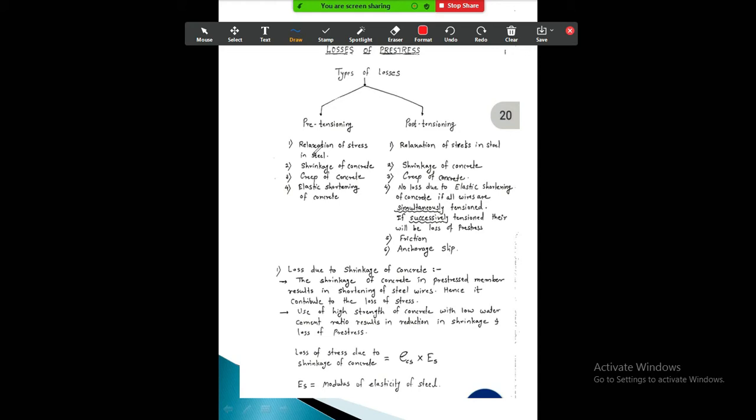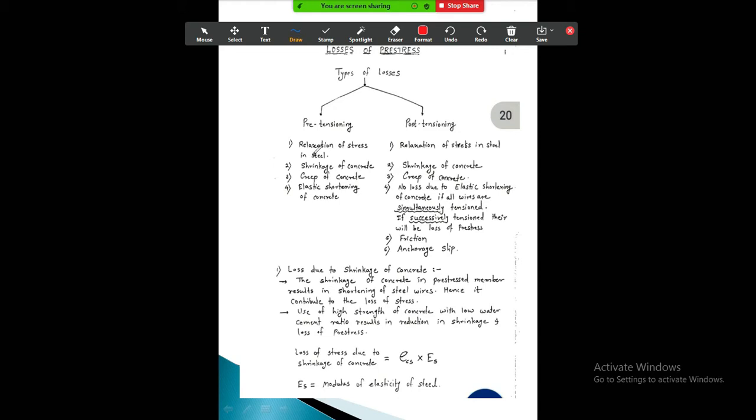So basically we have seen prestress members and different types of prestress members. We have also calculated the resultant stresses in prestress members, extreme stresses at the end section and midspan section. All these things we have seen up till now. Now we will see the losses of prestress. So losses of prestress means what?